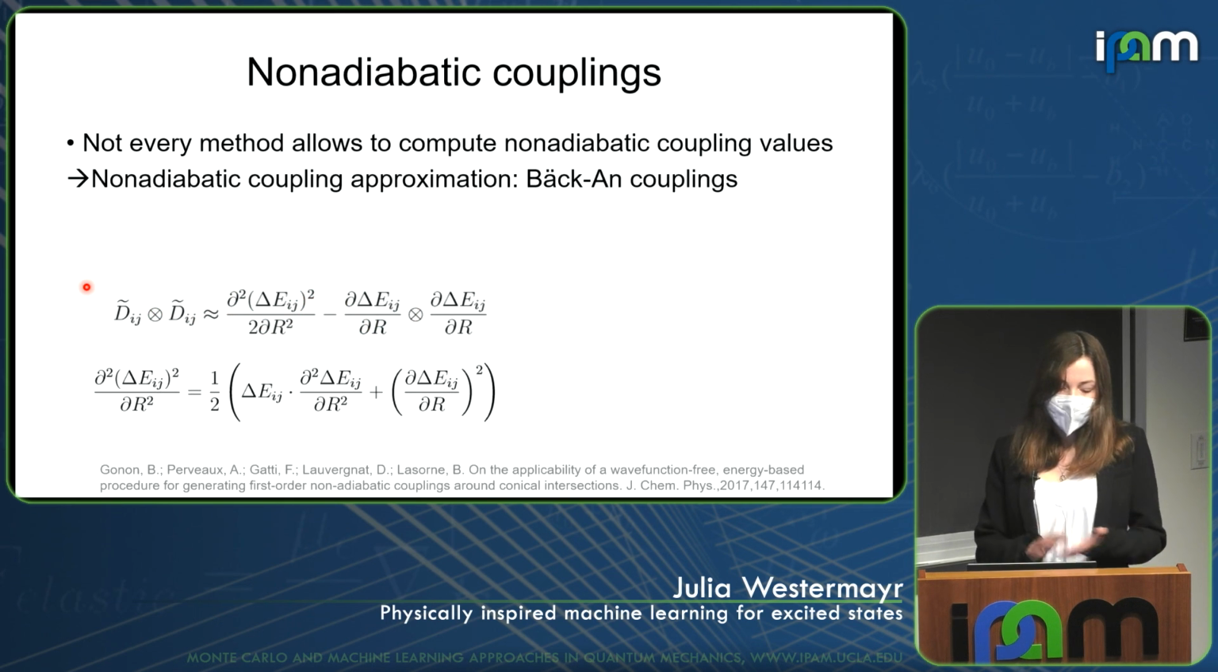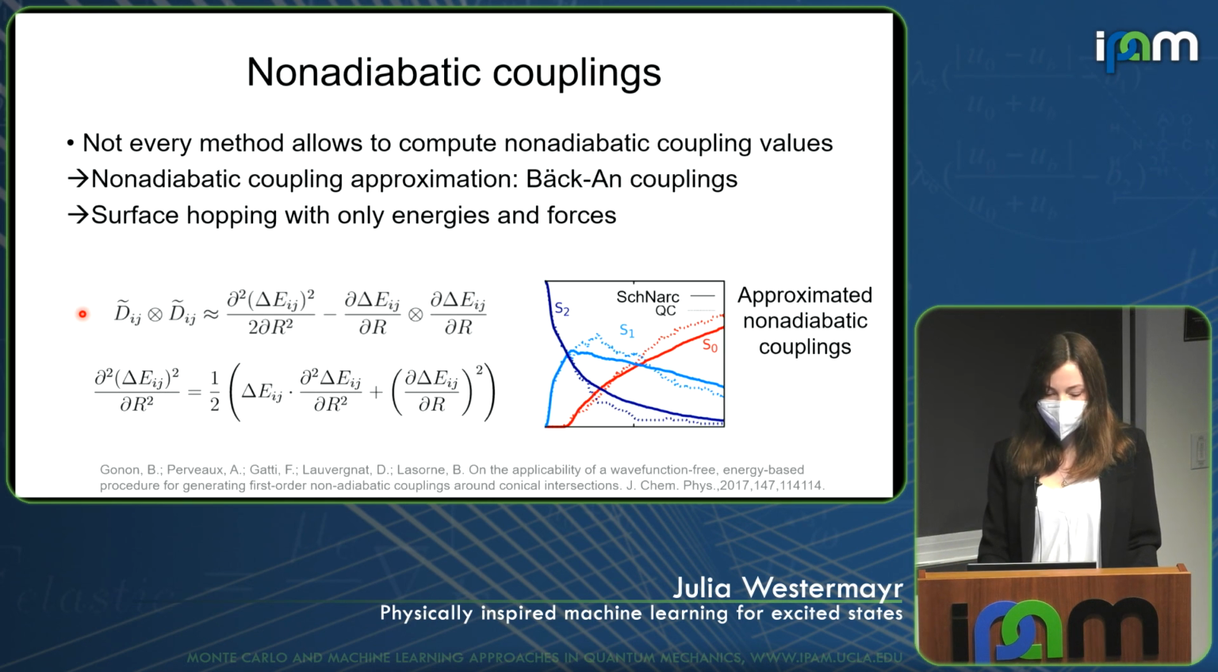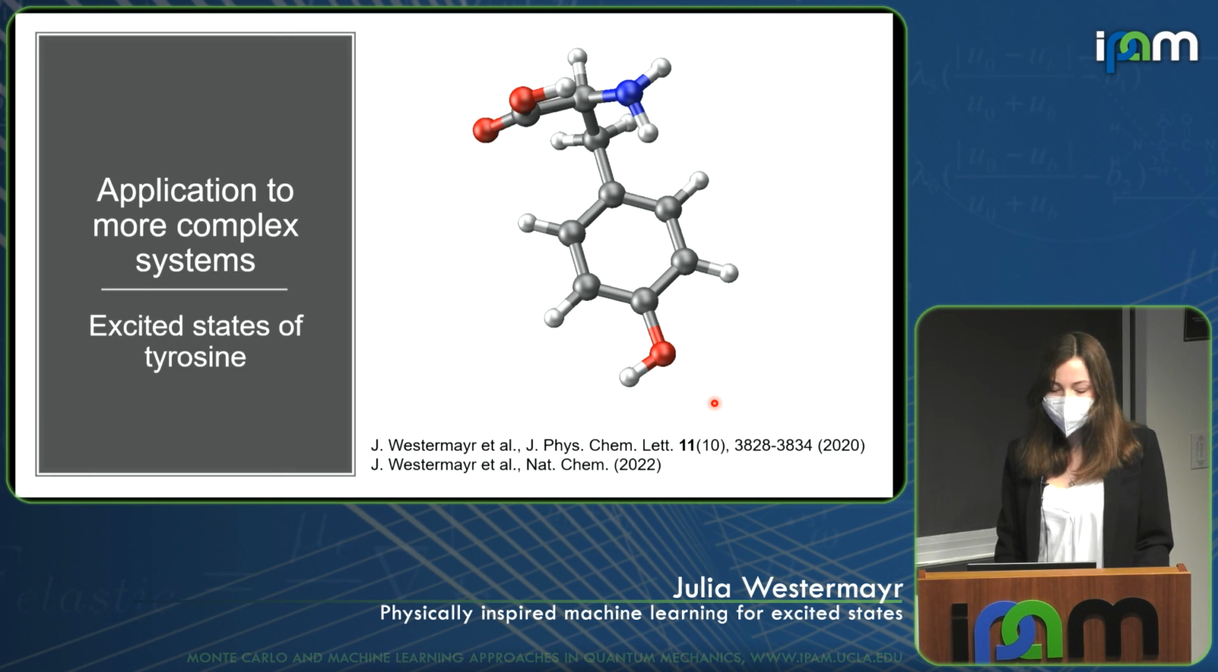And so we have a symmetric dyad, and if we do singular value decomposition, then we get the eigenvectors, and the eigenvector that corresponds to the largest eigenvalue could be used to approximate nonadiabatic couplings. So we could actually do surface hopping with only energies and forces. And you can see here the population curves that we obtained if we use this approximation, and it looked actually quite nice.